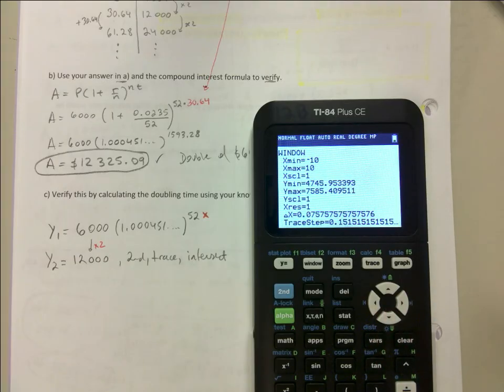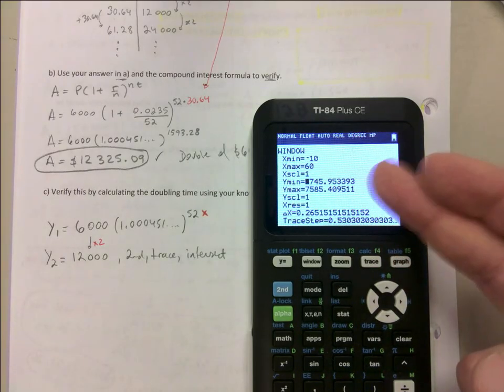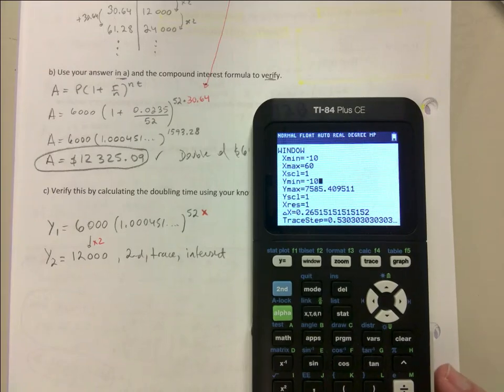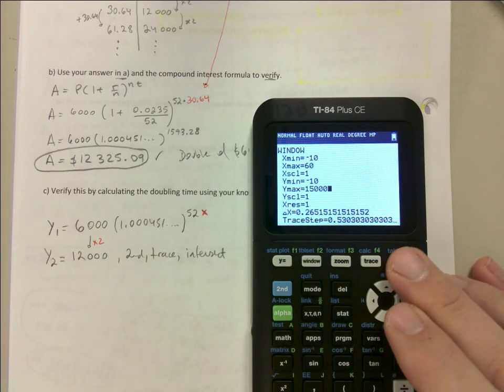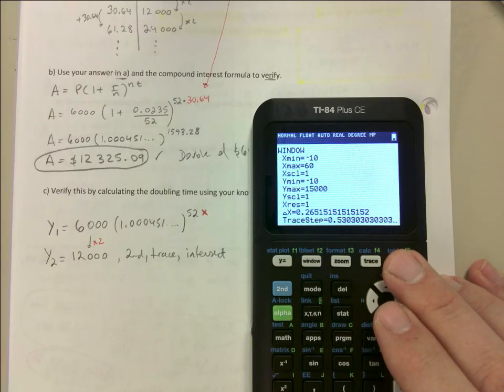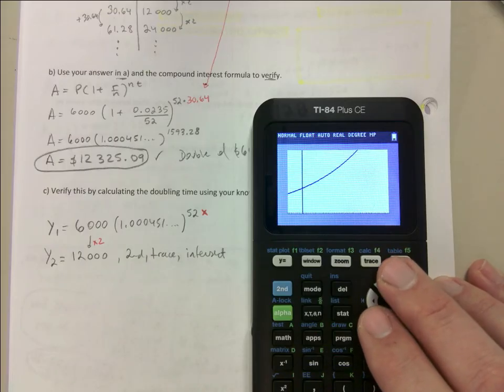So x max, what do you think? Because x represents my number of years. What do you think we should put in there? 50? 60? Y min, I don't like it to be in the positive, so I'm going to go y min is like -10. Y max, if I start at 6,000 and I keep going up, I should probably go 15,000 or 20,000. Let's try 15,000. Hit graph. Okay, that's what I see.